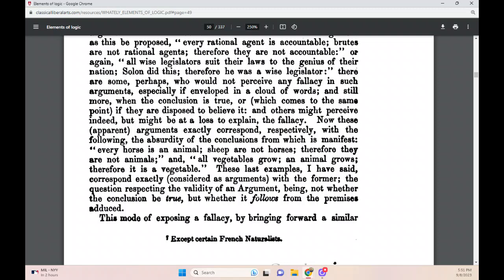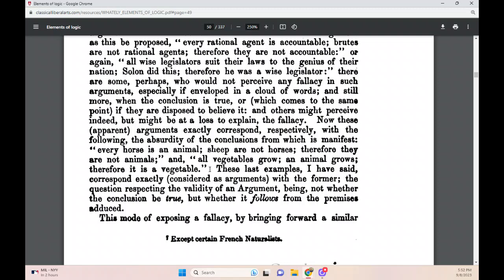Just because, let's just read this one more time. All vegetables grow, an animal grows, therefore it is a vegetable. Just because an animal grows does not mean that it must be inside the vegetable circle. It could be inside the growing things circle, but not be a vegetable. The conclusion, therefore it is a vegetable, is not conclusive.